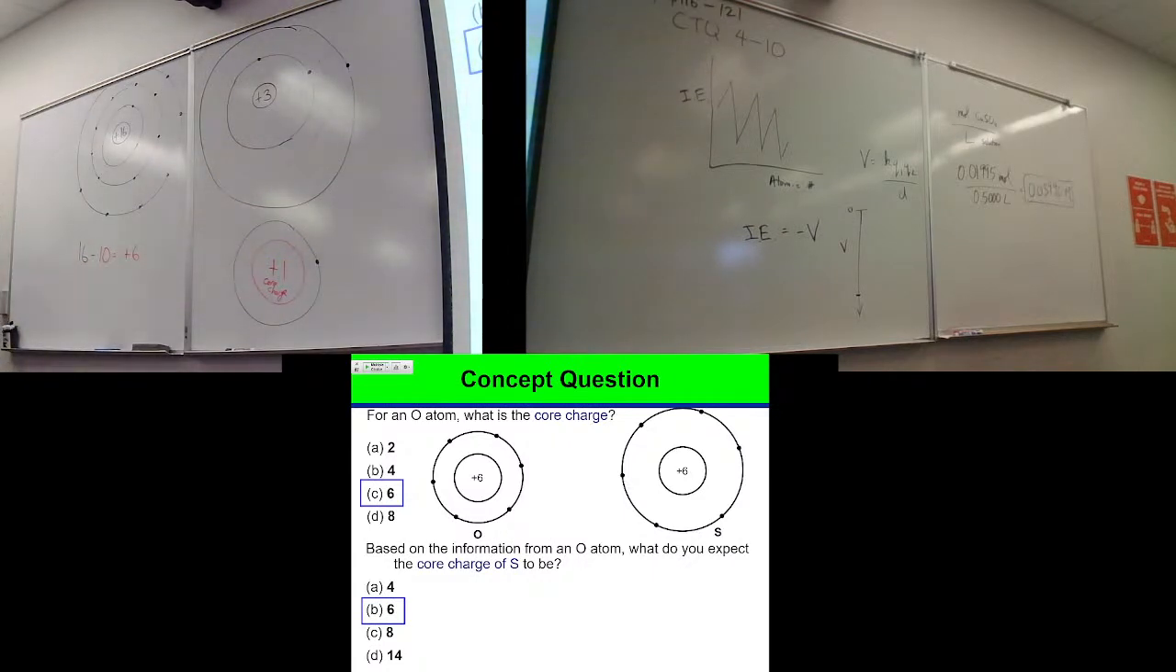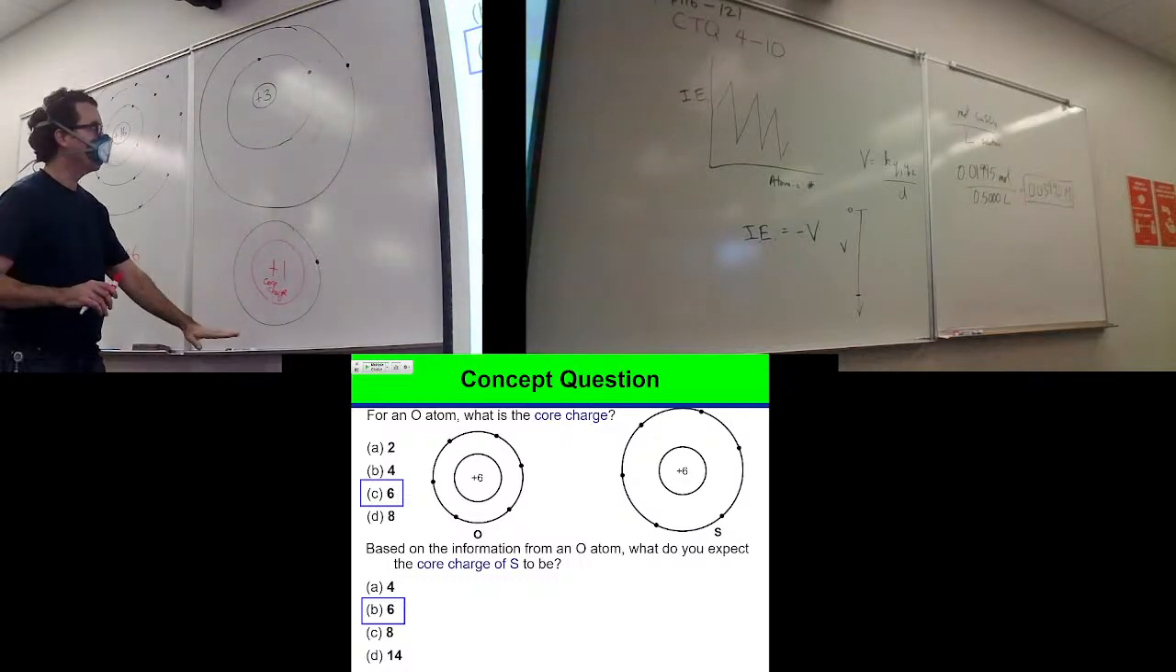Now, if oxygen is plus 6, sulfur's got a plus 6 core charge, selenium probably has a plus 6 core charge. Notice that oxygen and selenium also have 6 valence electrons. So there's a pattern there. For neutral atoms, the core charge will equal the number of valence electrons. It's an easy way to figure it out. You don't have to calculate it this way. For neutral atoms only, the core charge matches their valence.